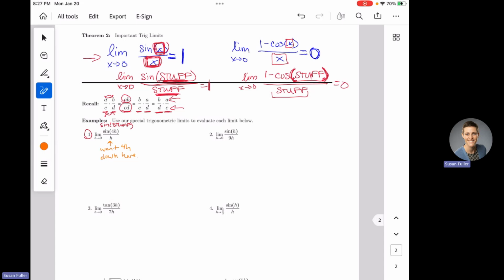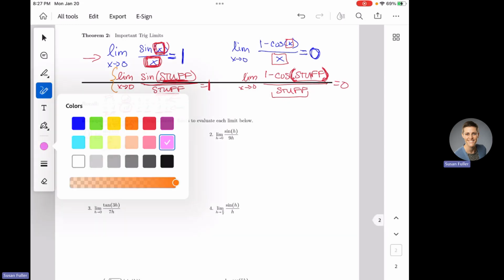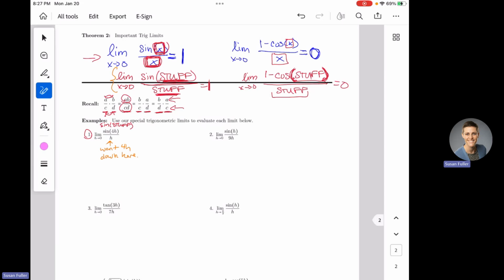Right? If I had a 4h down here, then the stuff on the bottom would match the stuff inside my sine. And then I could just use my gift and say that limit's 1. But I don't have a 4h. Okay, so we're going to use what we know about fractions.